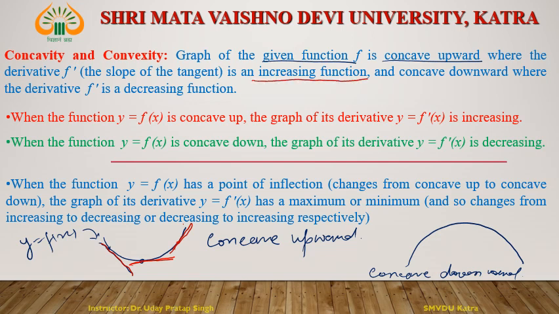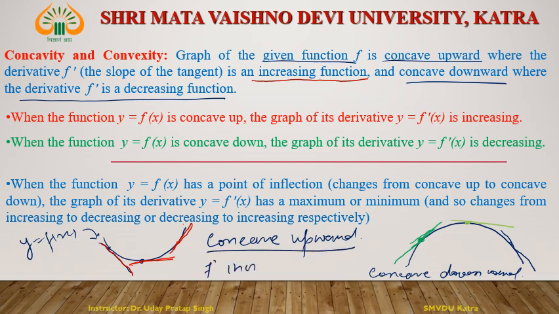And for concave downward, at this point this is the slope, at this point this is the slope, and at this point this is the slope. Okay, for concave downward, the derivative f dash is a decreasing function, right? For concave upward, f dash is an increasing function. For concave downward, f dash is a decreasing function.